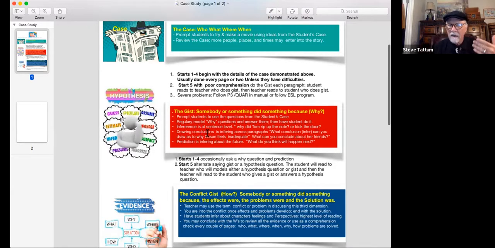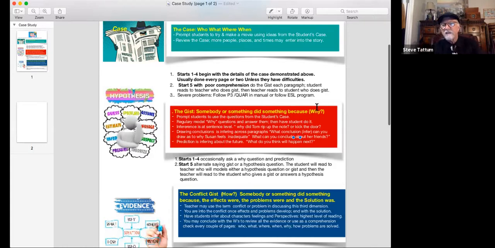The teacher can model drawing conclusions, which is inferencing across paragraphs. What conclusion or inference can you make or draw as to why Susan feels inadequate? What can you conclude about her friends? That's again inferencing. And prediction, you can get her to infer about the future. So I tend to call all three of these inferencing.